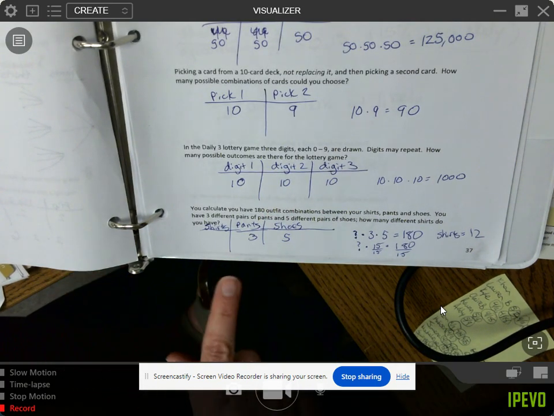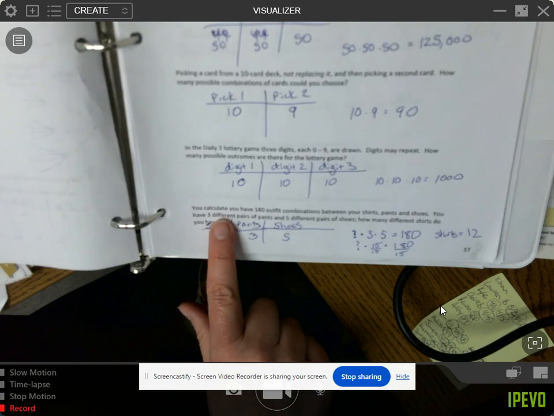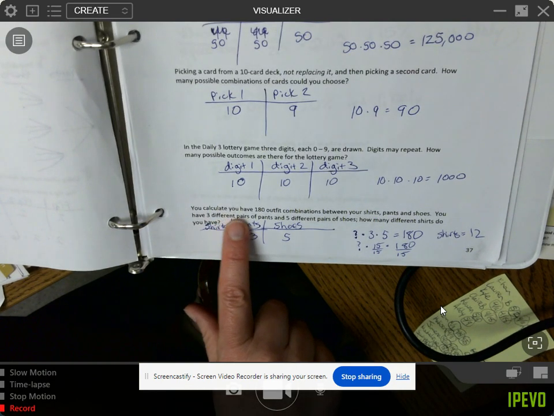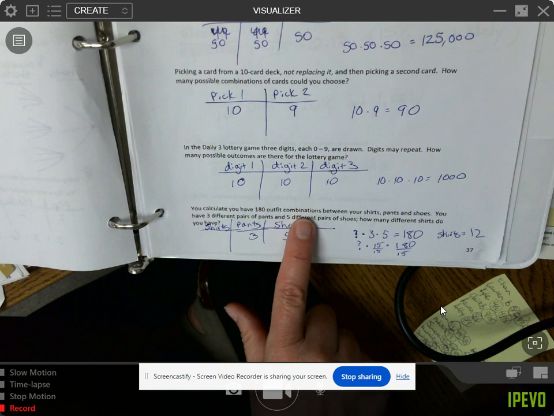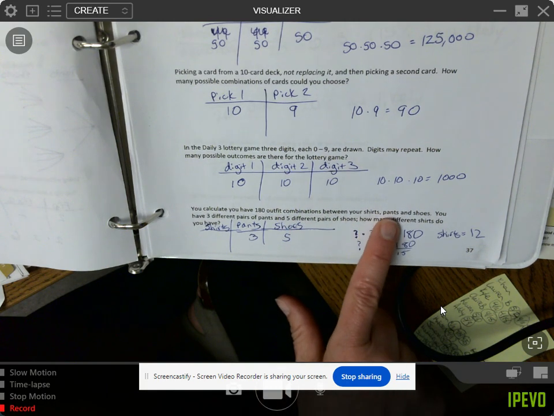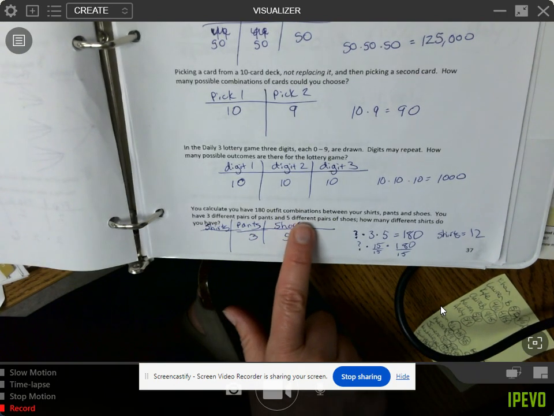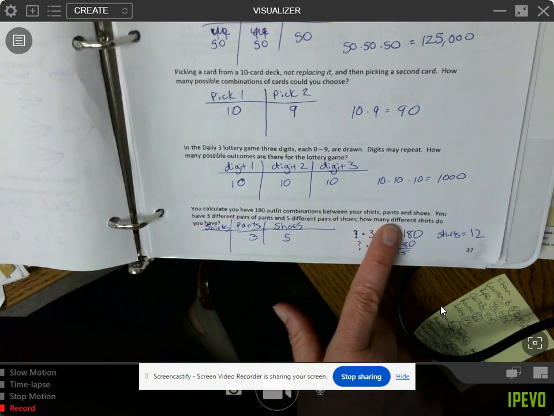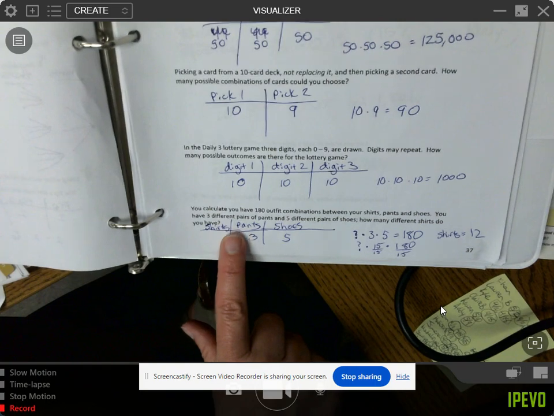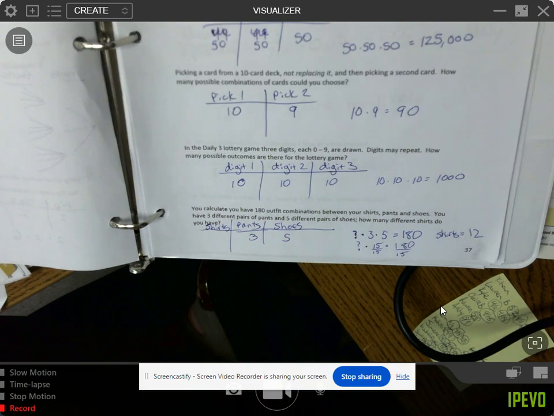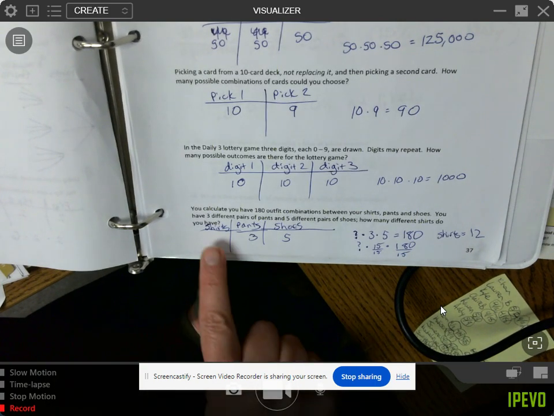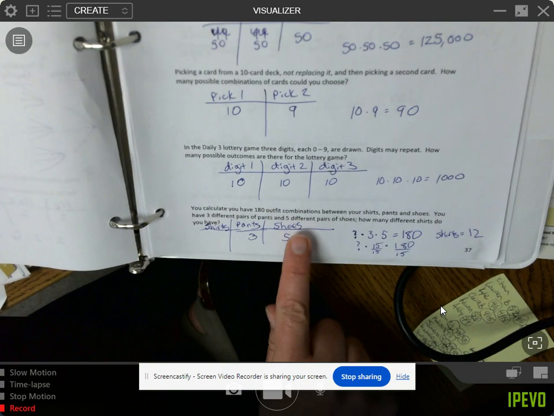And my last one, you have 180 outfit combinations between your shirts, pants, and shoes. You have 3 different pairs of pants and 5 different pairs of shoes. How many different shirts do you have? Well, I'm going to set it up the same way. How many events do I have? I have shirts, pants, and shoes.